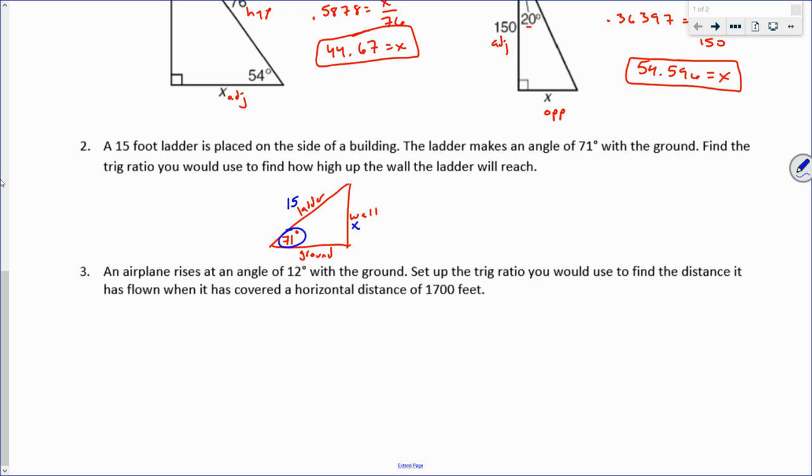So from this 71, this is opposite to hypotenuse. So sine of 71 equals x over 15. If we go sine of 71 times both sides by 15, we can answer that with a 4.18 or thereabouts.